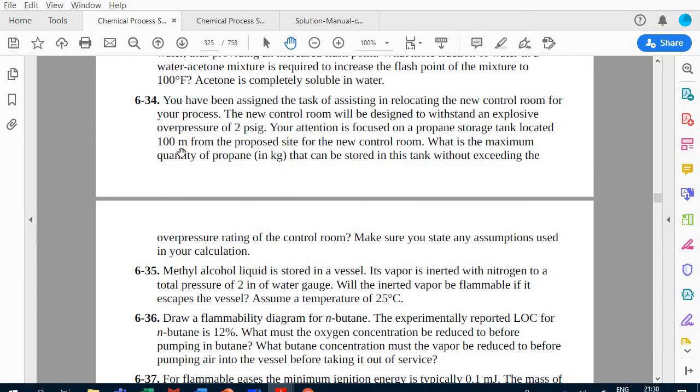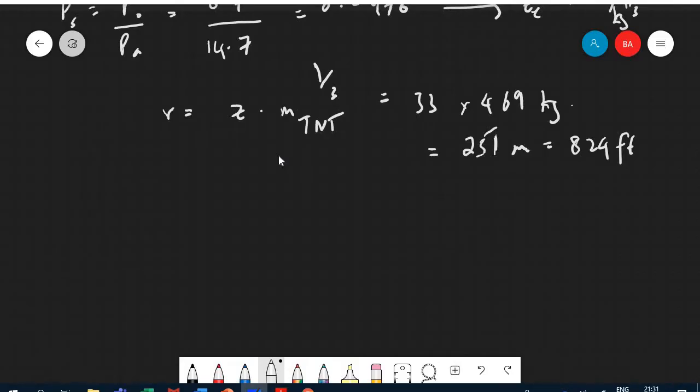So what do we have here? We have the R term, we have the overpressure term, but what is the problem asking us to find? It is asking us to find the mass. The mass, where is that? It was here. What is the maximum quantity of propane? So we need the mass of propane. So if I can calculate from knowing the overpressure and knowing the R, I can calculate the mass of TNT. And if I calculate the mass of TNT, I can calculate the equivalent mass that will be in propane. That is the solution of the problem. Okay, so it is straightforward.